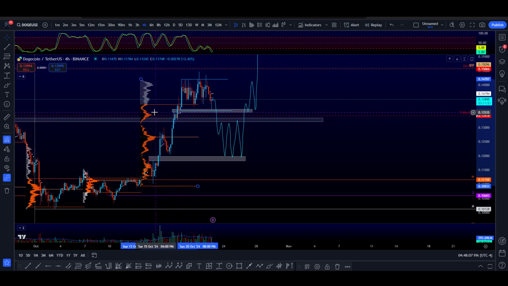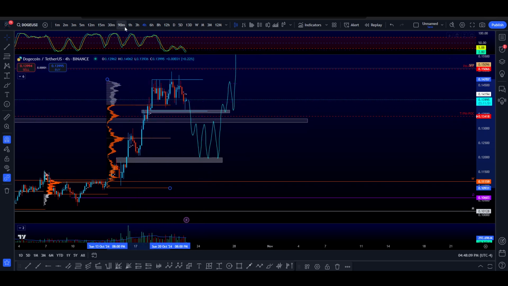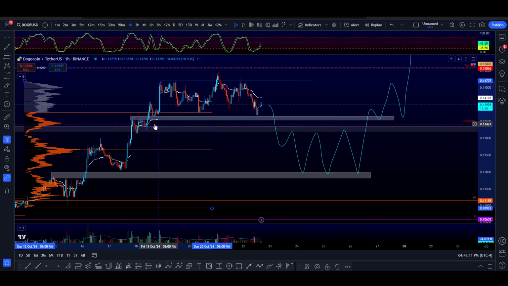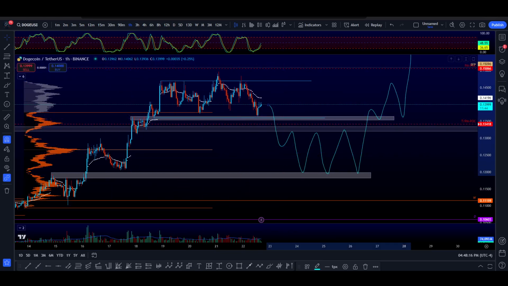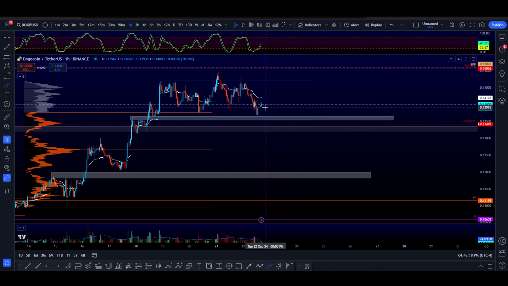Seeing that if you do have a high volume node here, what that's letting me know is that it would be nice for price to come down, sweep these lows, reclaim, and then aim for higher, right? That'll be nice because you have support here, volume support. You also have support here because this is a support zone, which was once resistance. Once we reclaim this level, it shows signs of strength. And then you'd also go and aim for the highs here, right?